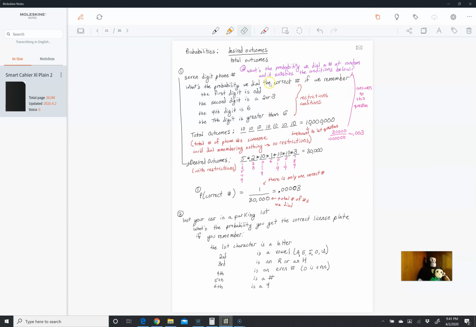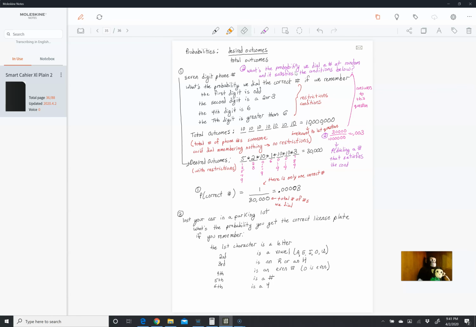Then we have the solution to the second question. So the solution to the second question is actually here. This is the probability of dialing a number that satisfies the conditions. Asking the question in 2 different ways, and it gives us 2 different answers.